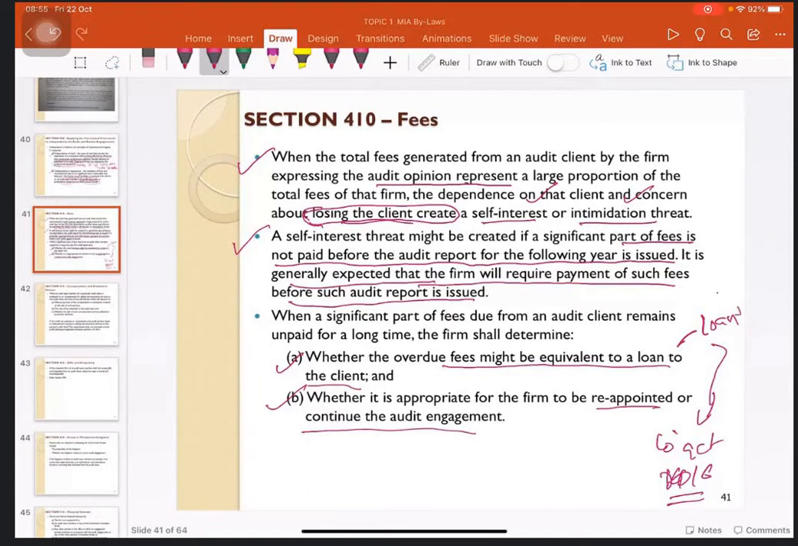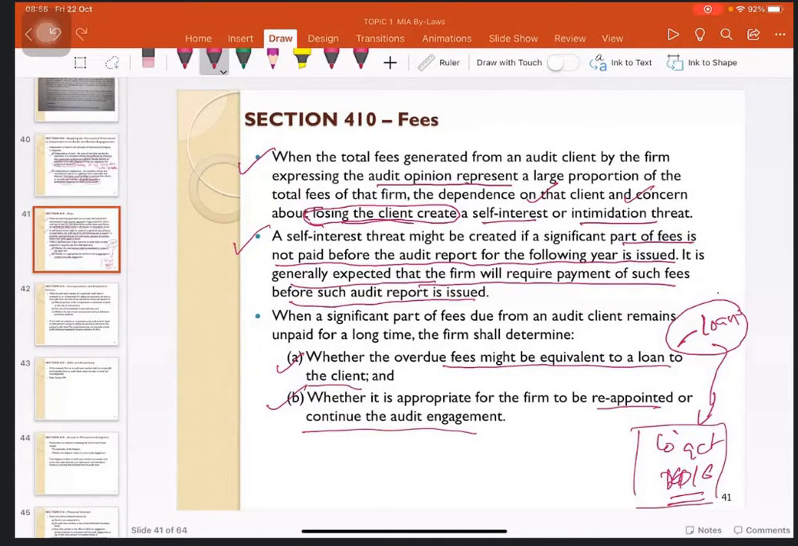Sebab audit fees dia tak boleh, because that is the requirement under the Companies Act 2016. Could you please somebody check for me? In the Companies Act 2016, how much is the loan from and to the client? Okay, nanti later on kita check dalam Companies Act. Tak sempat nak tengok hari tu.